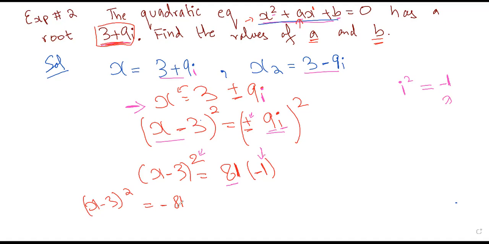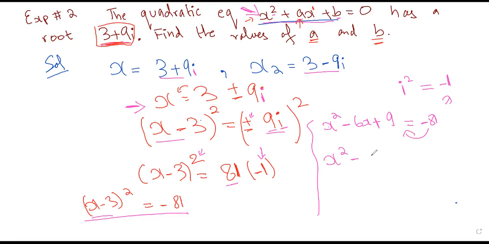And finally, this is not in the required form. In order to find the values of A and B, my equation should be in this form. So I will expand this x minus 3 whole square. It would be x square minus 6x plus 9, right? And then I have minus 81 on the other side. I'll take it to this side and this will give me x square minus 6x plus 9 plus 81 equals 0. And again, I am getting the same thing.